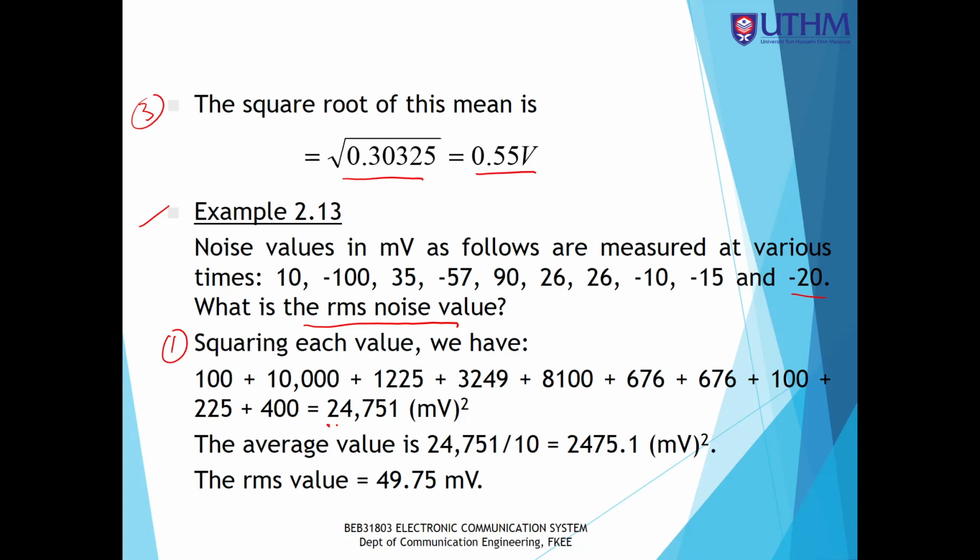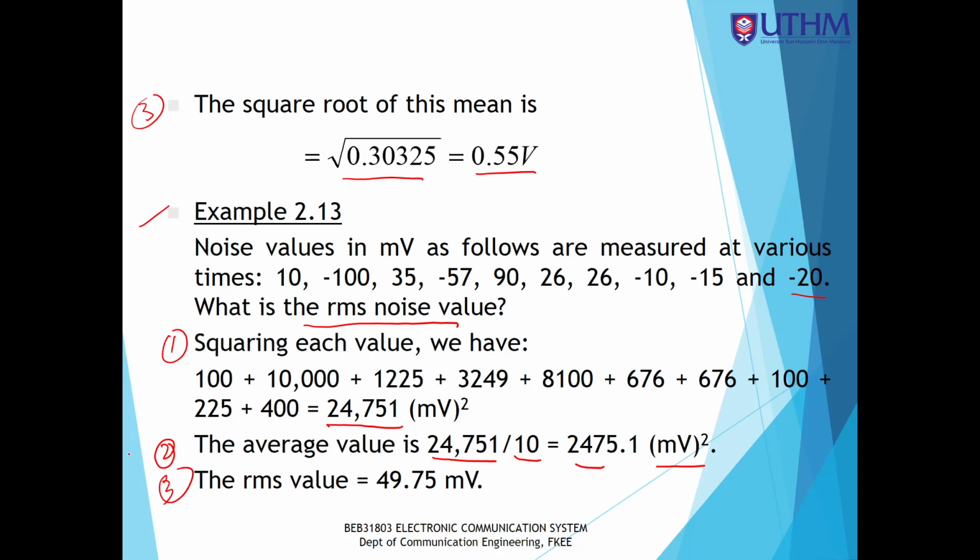Okay, so we get 24,751 millivolt square. Second process, find the average. So quadratic summation values divide with total number of values. So we have 10 values. So therefore we get 2471.1 millivolts square. Okay, and then what?